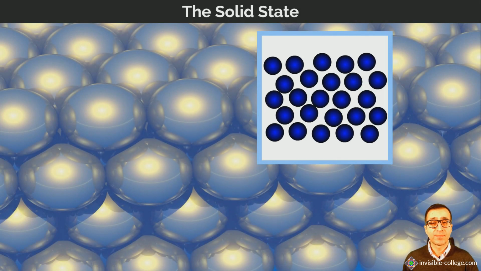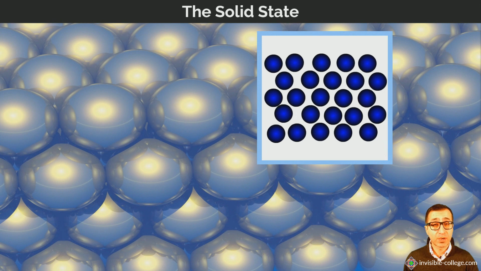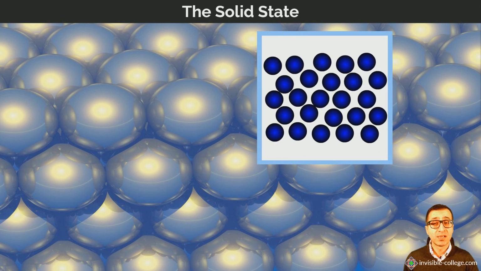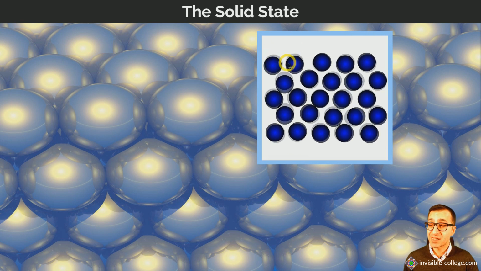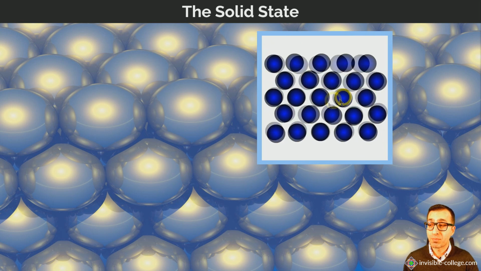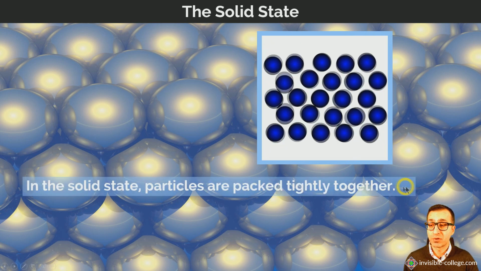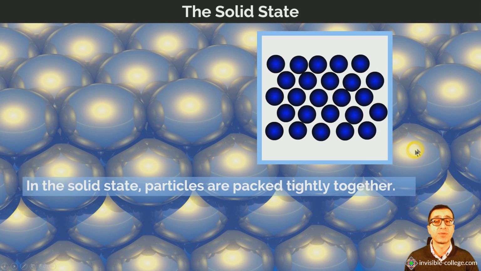In the solid state, particles are packed very closely together, they're almost touching, and they are moving vibrationally around average fixed positions in a regular repeating geometric pattern, which is often called a lattice or a crystal structure.